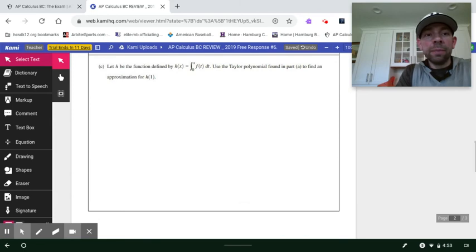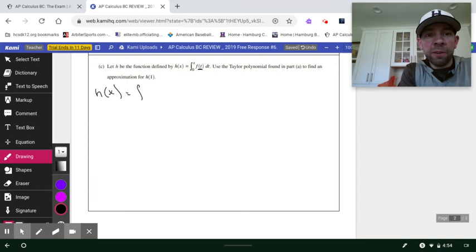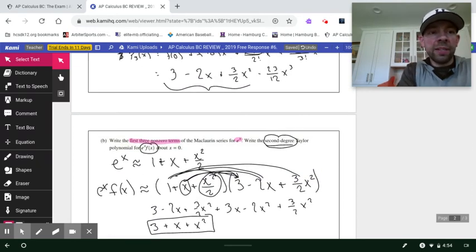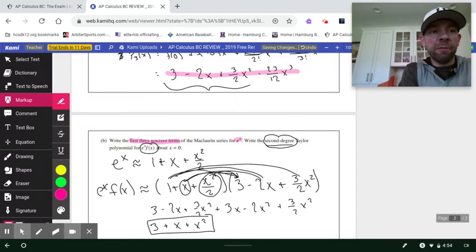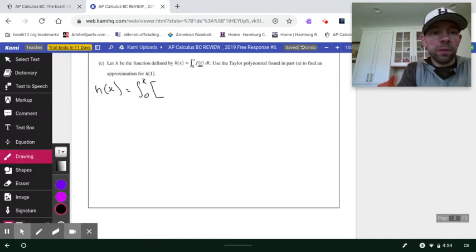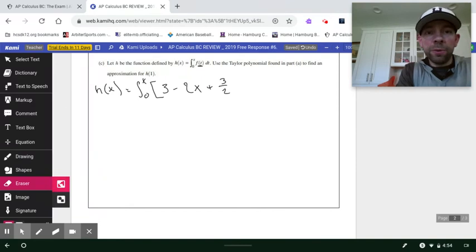Part C. So the first thing you're going to see me do is basically rewrite this integral where function f is in terms of t, which is kind of weird. But we're basically just taking our answer from part A. Let's see, this real nice one here. And I'm just going to rewrite it in terms of t. So let's go 3 minus 2t, 3 minus 2t plus 3 halves. Whoops, I didn't even write the t that I was speaking of.